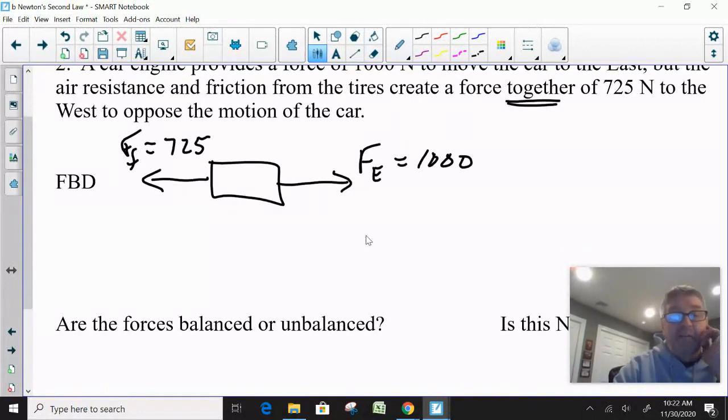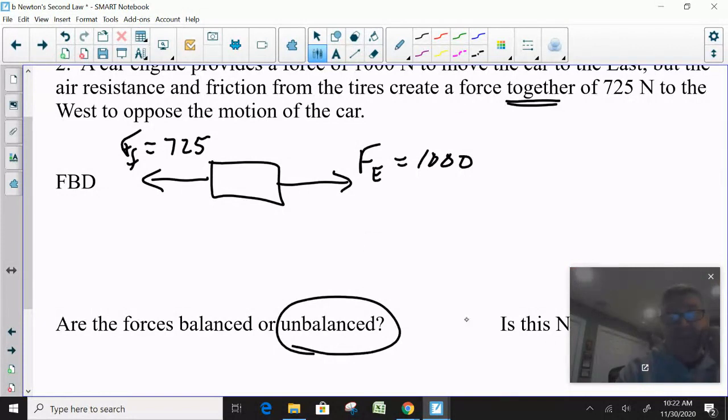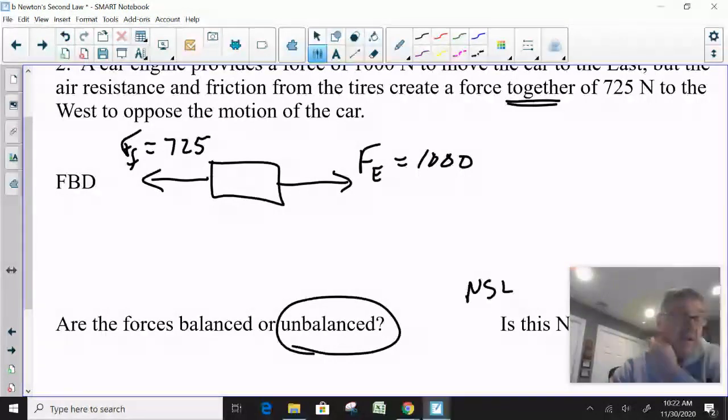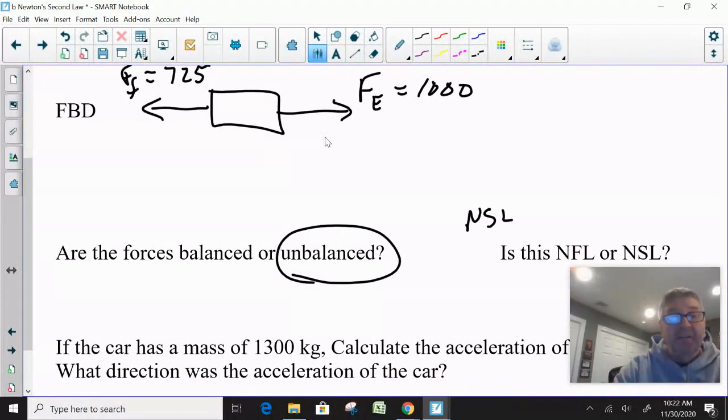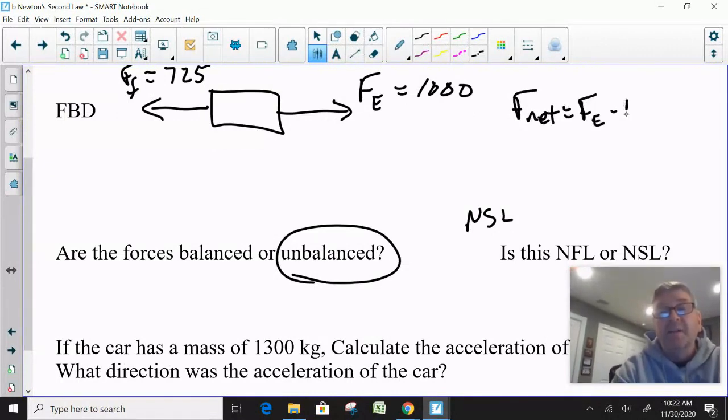So again, the free body diagram allows us to get an idea of what's going on. Obviously, it's unbalanced. It's asking which law it is, so it's obviously Newton's second law. And so they're not balanced. Now I'm going to use this to calculate some other stuff. So if I have the mass and I have the net force, well, I can calculate the net force. So F_net is going to be F_E minus F_F. And again, I know you can do this in your head.